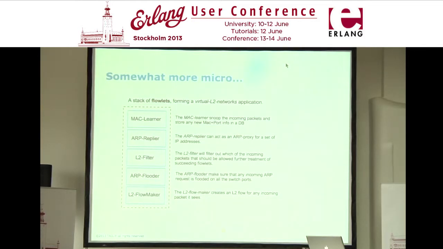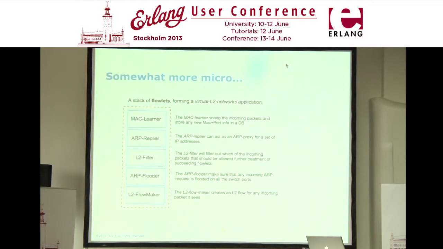The ARP replier can answer ARP requests. So you can, by configuration, say that for this kind of IP address, I want it to work as an ARP proxy, so you should answer with this Ethernet address, preferably the Ethernet address of the port, perhaps. And if it's not an ARP request, then it does nothing. So the packet just goes through the chain to the L2 filter in this case.